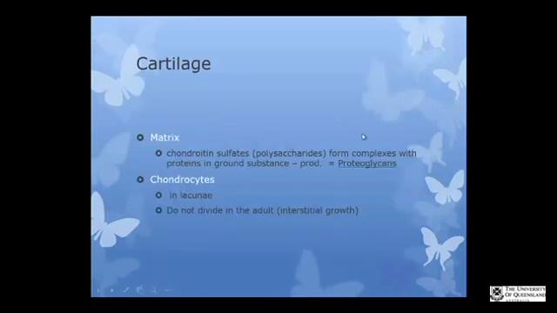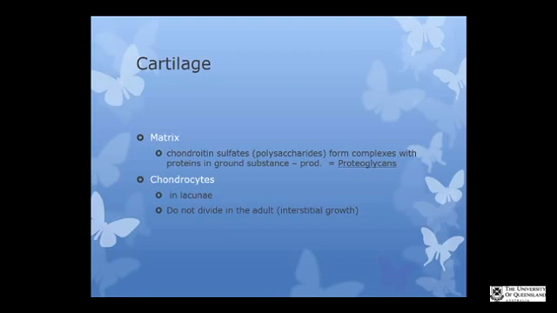So in cartilage, the matrix is chondroitin sulfate. Chondros means cartilage. So a chondroblast would be what? A cell that makes cartilage. A chondrocyte is a cartilage cell. Now, the chondroitin sulfate forms complexes with proteins that are called proteoglycans.